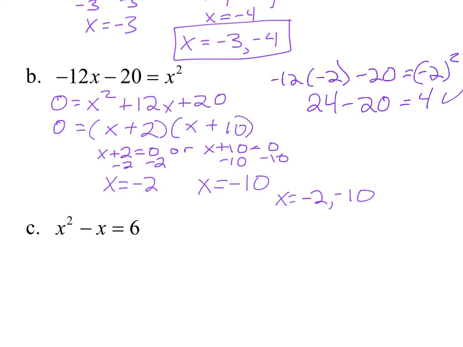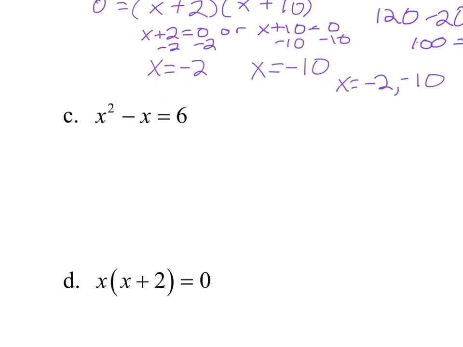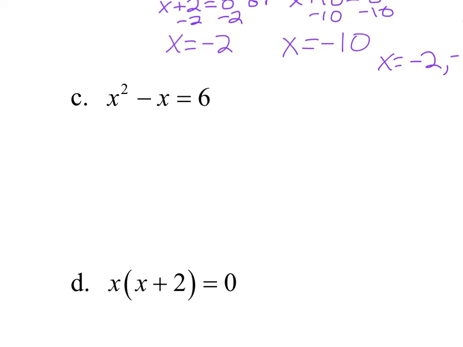You can plug in the -10 and be sure. -12 times -10 gives me 120. Minus 20, does that equal -10 squared? Well, -10 squared is 100. 120 minus 20 is 100. There we go. So check. That one works too. That's how we check our answers. On any test, quiz, or anything like that, you always, always, always want to check your answers.